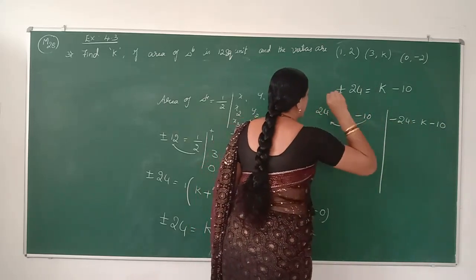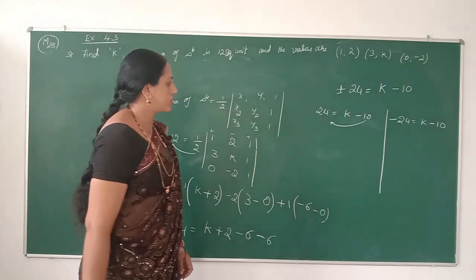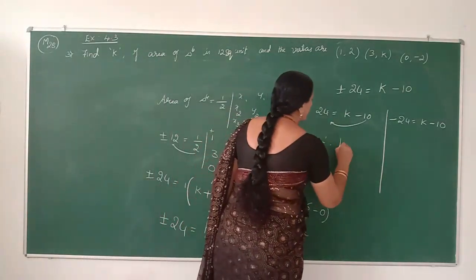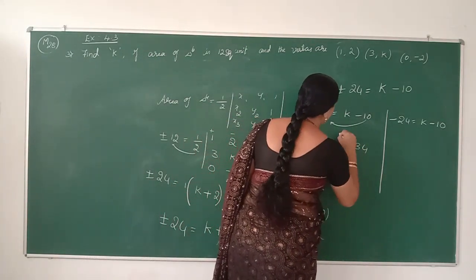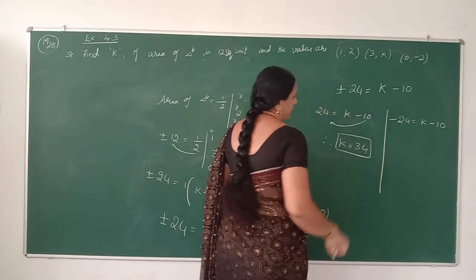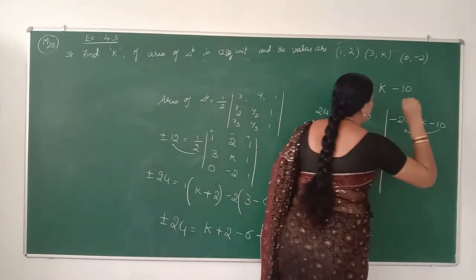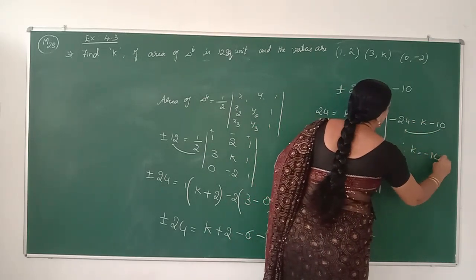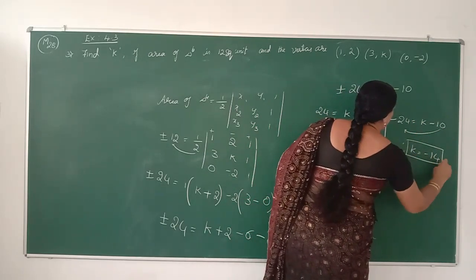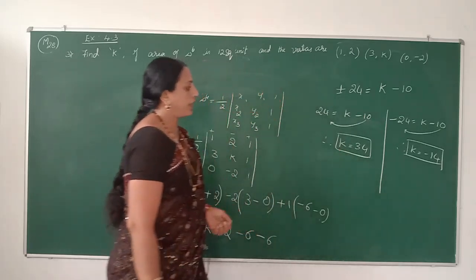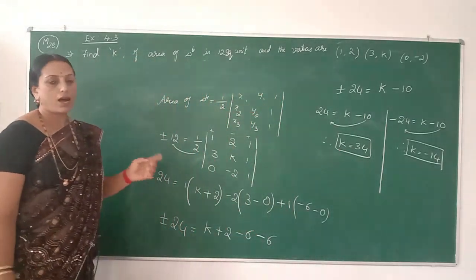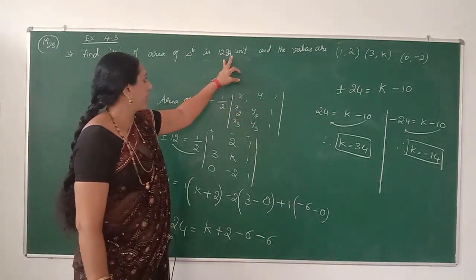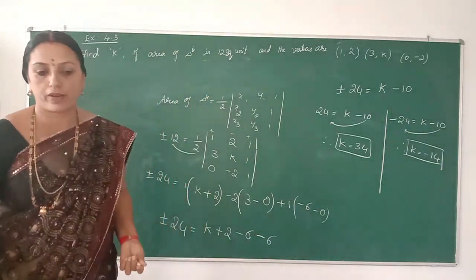So minus 10 can be transposed to the LHS. Therefore k is equal to 34. And then for the other value, again minus 10 can be transposed to the LHS. Therefore k is equal to minus 14. Therefore the values of k are either 34 or minus 14 if the area of the triangle is 12 square units.